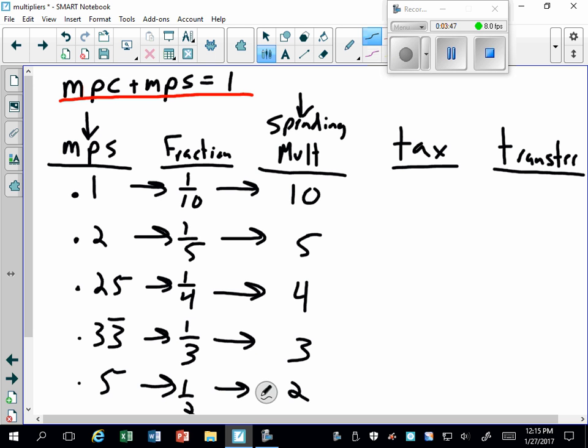Well, the tax and transfer multipliers are going to go through MPC and MPS before the initial change. So in other words, if a business spends $1,000, they spend $1,000, and then that money is going to be MPC'd, MPS'd from there.